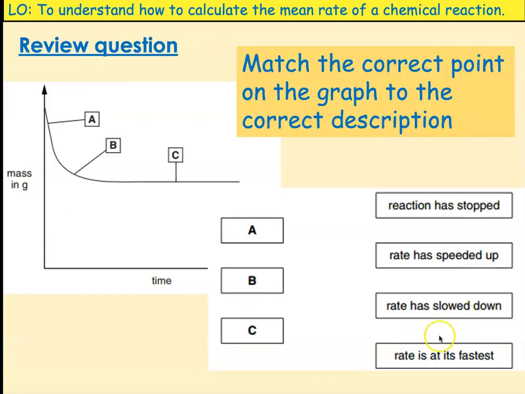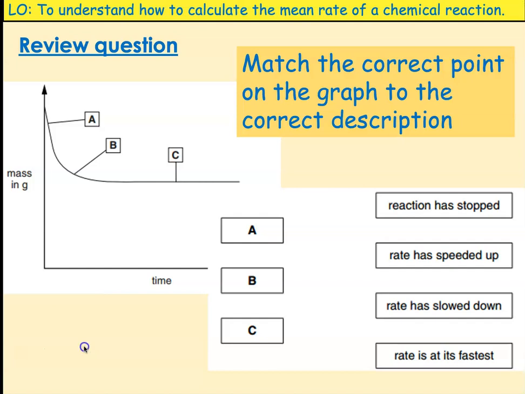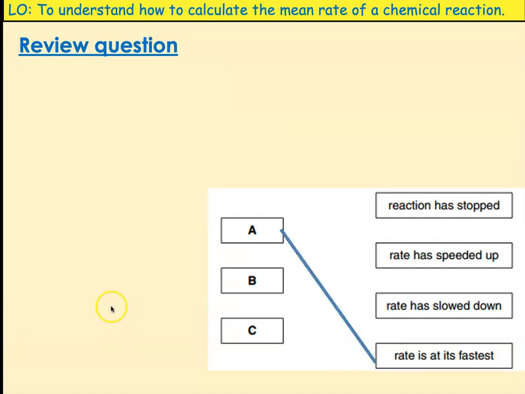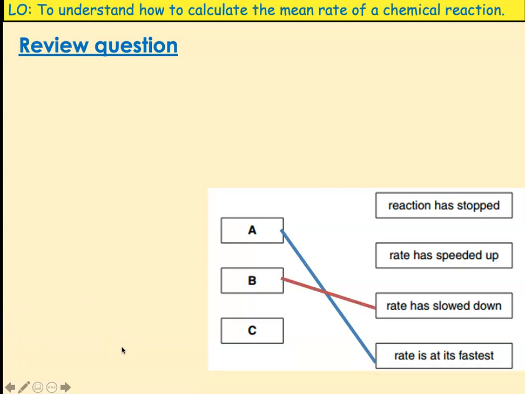Okay, so what I want you to do now is match up the description to go with what's happening at each of the stages. Pause the video now and find out what is happening at A, what is happening at B, and what is happening at C. Okay, welcome back. Right, at A, we've got the reaction at its fastest. At B, we've got the reaction slowing down. And at C, the reaction has stopped.